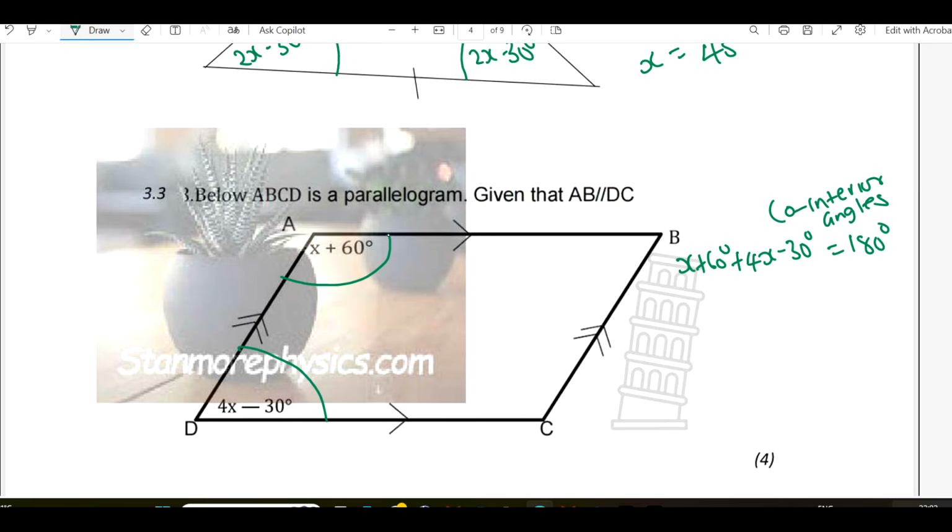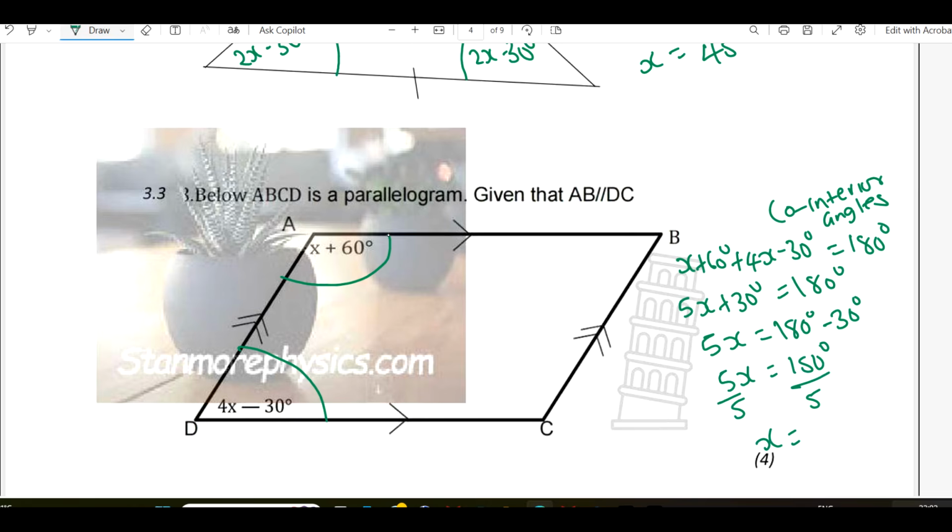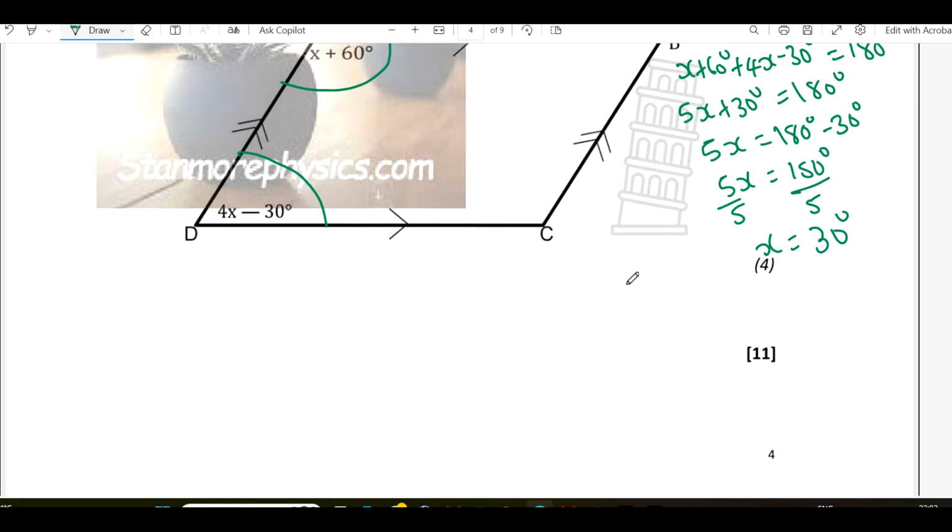co-interior angles. x plus 4x is 5x. 60 minus 30 is 30 degrees equals 180 degrees. I take this to the other side. 5x is going to be 180 minus 30 degrees. 5x is going to be 150 degrees. I'll divide by 5. x is going to be 30 degrees. And then we are done with question 3.